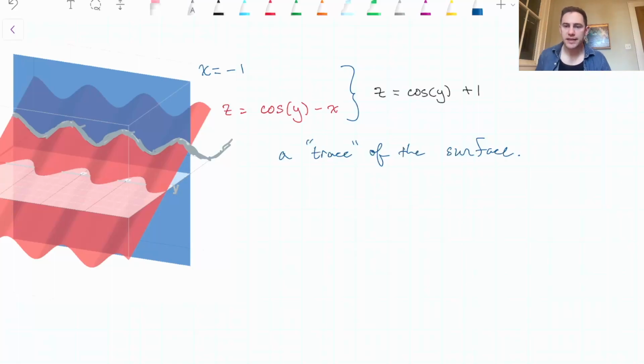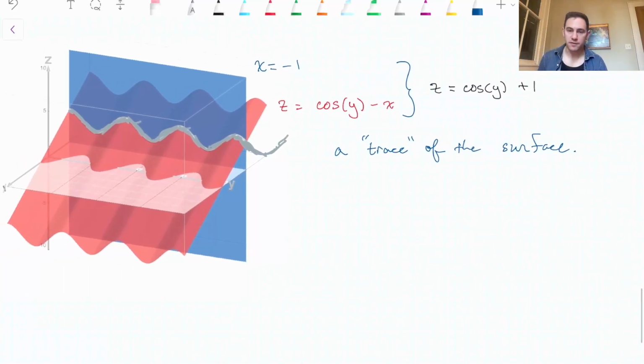So in the trace, I'm imagining taking one of the variables, in this case x, and fixing it to be some constant and asking what shape do I observe? So when I imagine x to be a constant, I see that z equals cosine of y minus x just looks like the graph of cosine of y just shifted up or down by some amount, and that's exactly what I see. I see the graph of cosine of y shifted up and down by a continually varying amount that sort of rakes the surface up in this way.